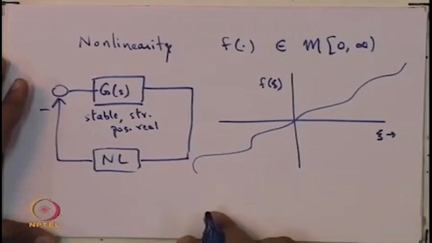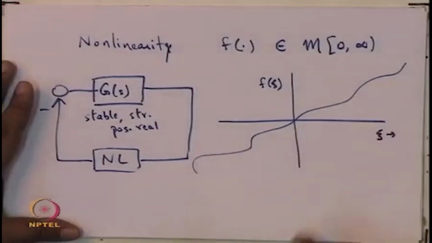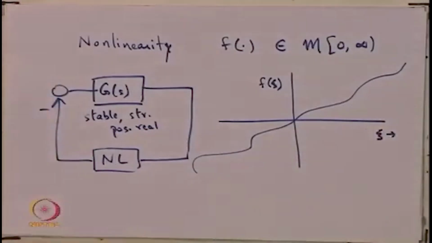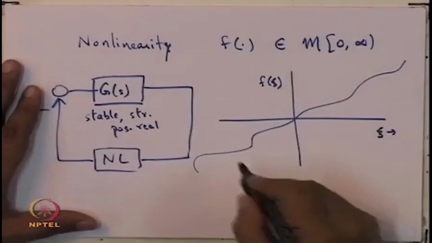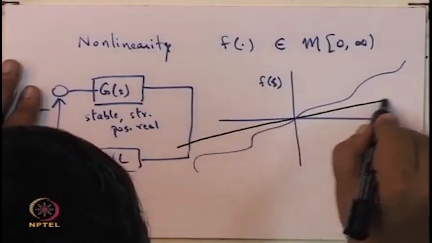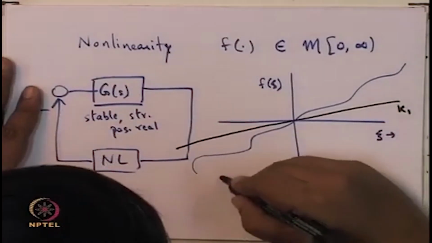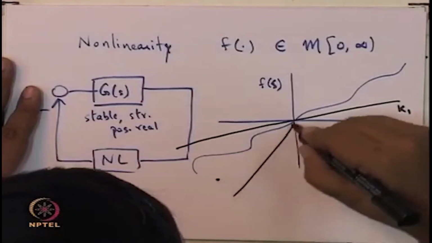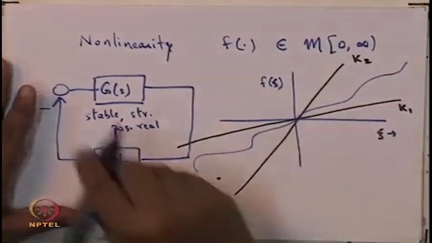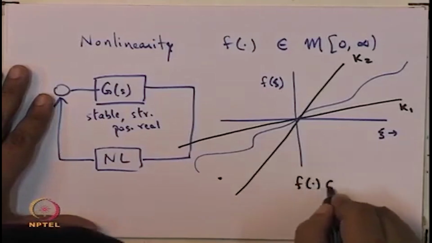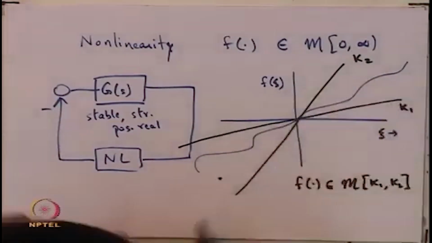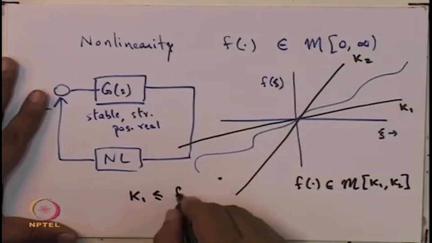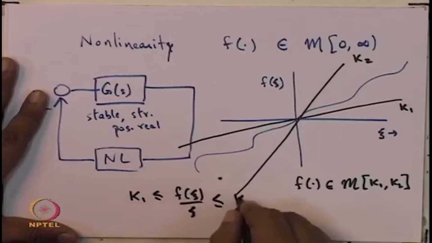But suppose now the nonlinearity that we consider is this particular nonlinearity. Of course, it is true that this nonlinearity lies in the 0 infinity sector, but in fact, you can say more about it. Suppose I draw a slope like this, call it k1, and another slope like that, call it k2. Then this nonlinearity f lies in the K1, K2 sector. So, the nonlinearity is such that K1 is less than or equal to f of xi by xi, which is less than or equal to K2.